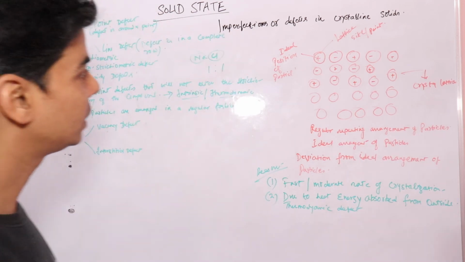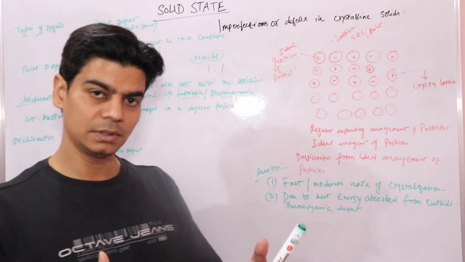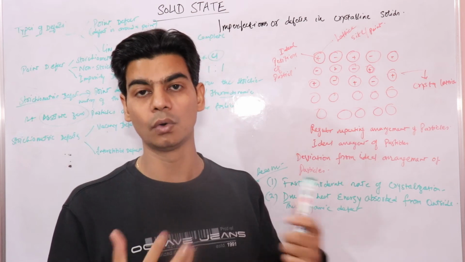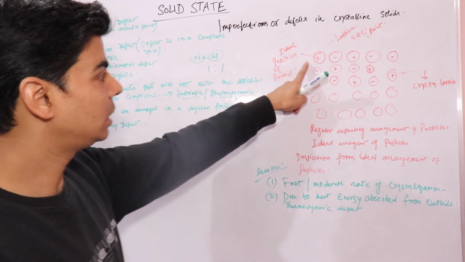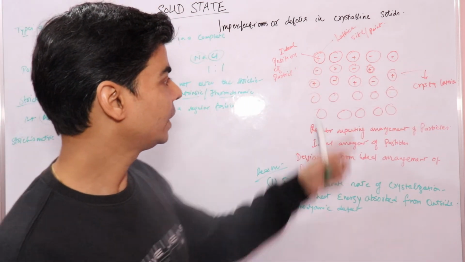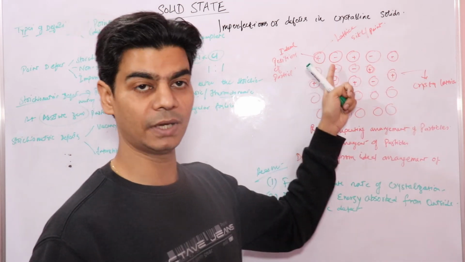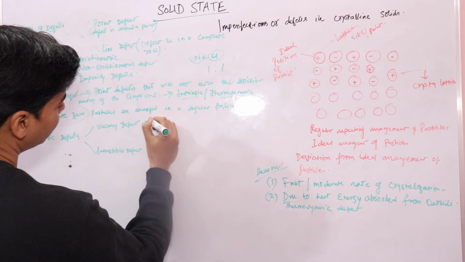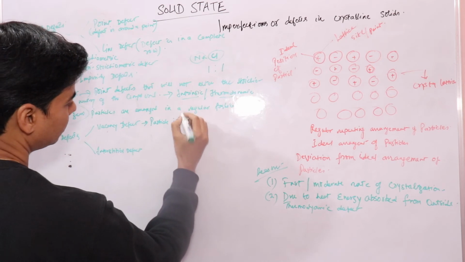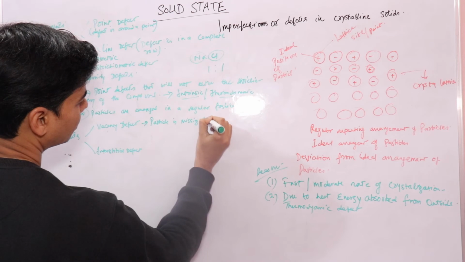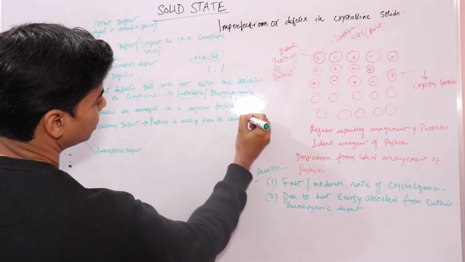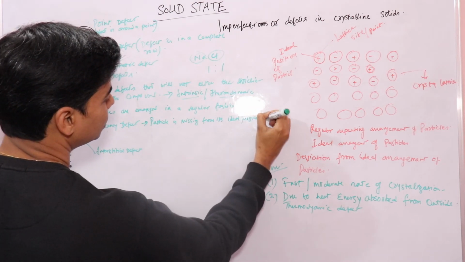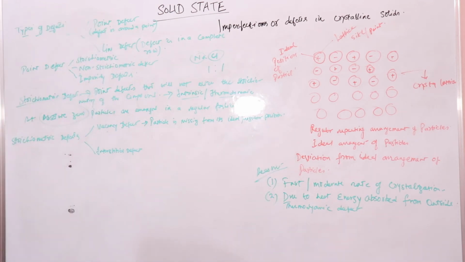Why do we call it a vacancy defect? Because if this particle leaves its ideal position, it will generate a vacancy here, or we also call it a hole, right? So a vacancy defect is when a particle is missing from its ideal position, and once it leaves, it will develop a hole in its ideal position. So this type of defect is when a particle is missing from its ideal or regular position, right?